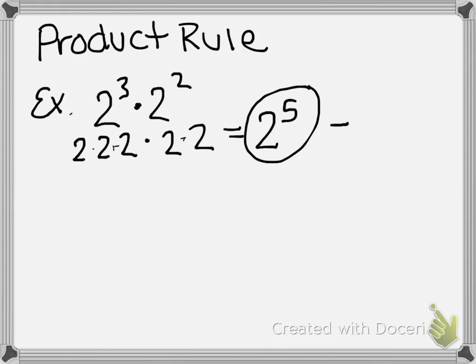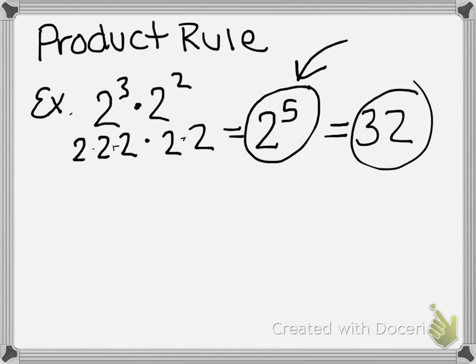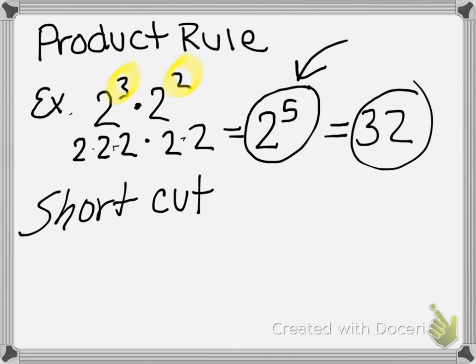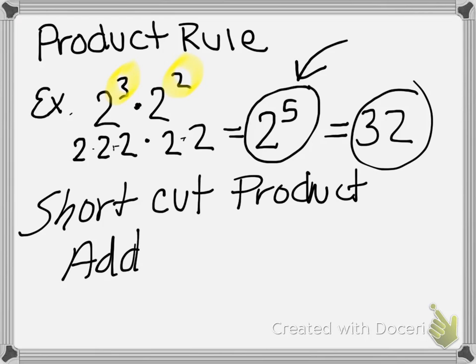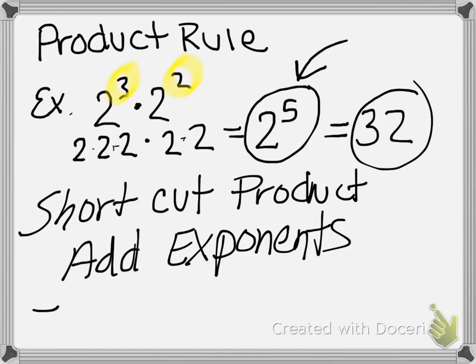If you were asked to simplify it all the way, then 2 times 2 is 4, times 2 is 8, times 2 is 16, times 2 is 32, so that would equal 32. So it just kind of depends on what they're asking, but I'm focusing on this one for right now. Can you see a shortcut that can happen here with exponents? The shortcut to a product rule, and remember it only works on this part, this product rule, is to add your exponents. But it only works if your bases are the same.